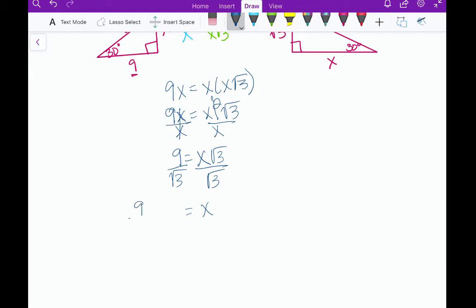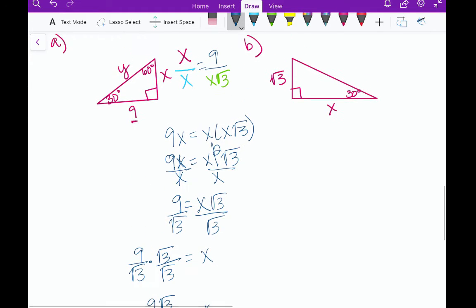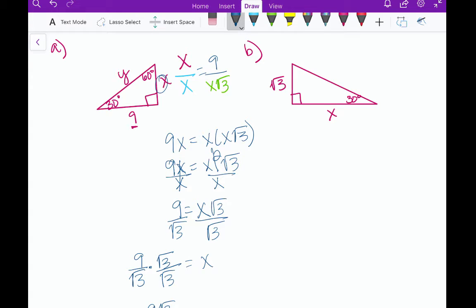So in order to rationalize 9 over the square root of 3, we're going to multiply by the square root of 3 over the square root of 3, which is going to be 9 square root of 3 over 3, because square root of 3 times square root of 3 is square root of 9, which is 3. 9 divided by 3 is 3, so the answer is 3 square root of 3. So that is what this x is here, 3 square root of 3.